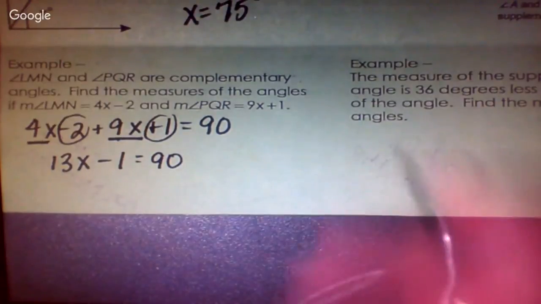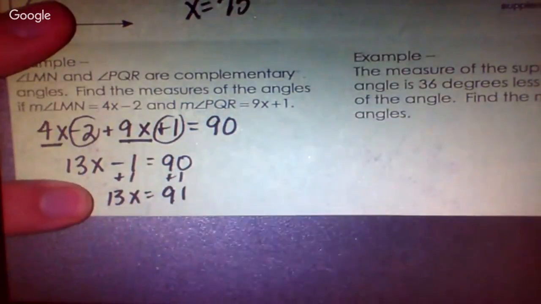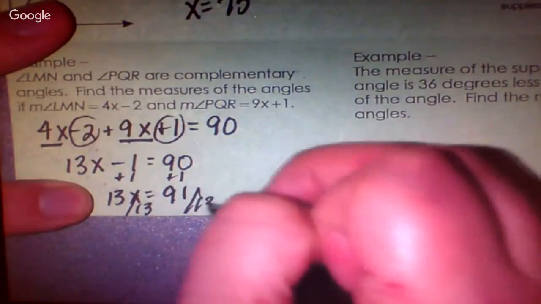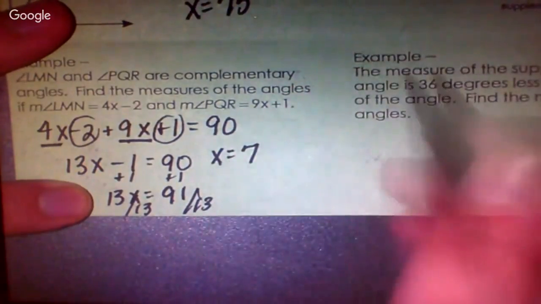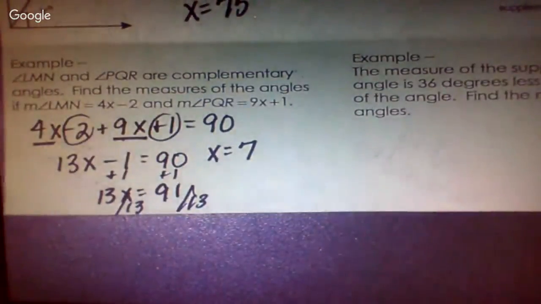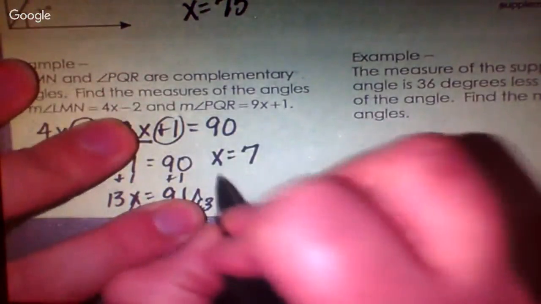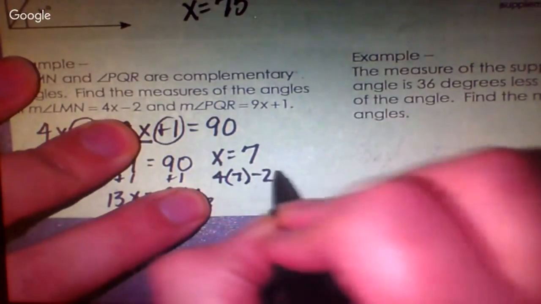Add 1 to 90 to get rid of this 1 here. So you get 13x equals 91. And divide by 13. So x equals what? 7. Okay. And again, the question's actually asking you what are the measures of the angles. So we need to plug 7 in and get our answers. So the first one is 4 times x. So 4 times 7 minus 2.